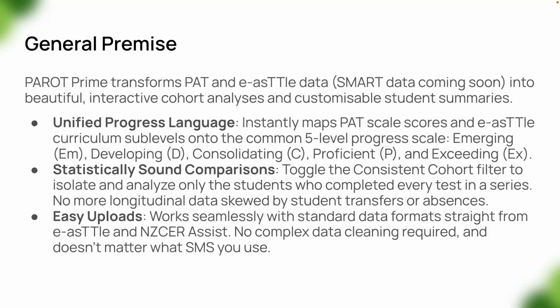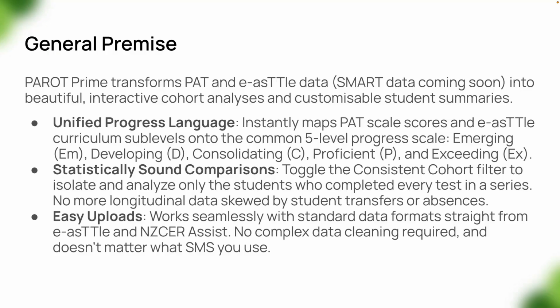There's a consistent cohort filter. So if you're wanting to look at how your year 4s did last year to your year 5s this year, or your year 9s going into your year 10s, you can tick a little toggle and it will make sure that it's only picking up the kids that did both assessments. So you're making fair comparisons.